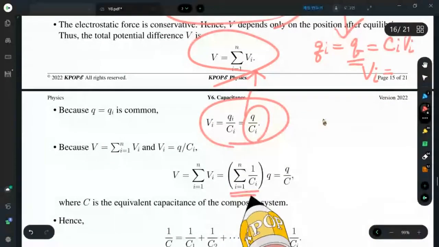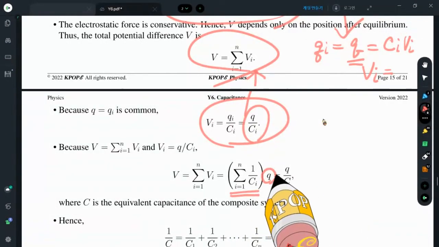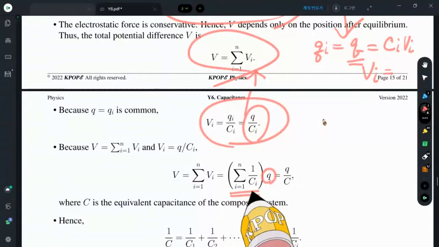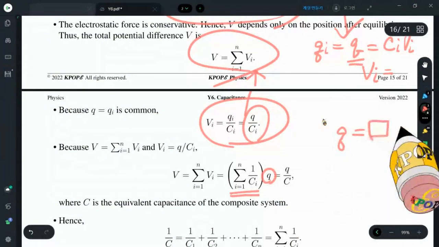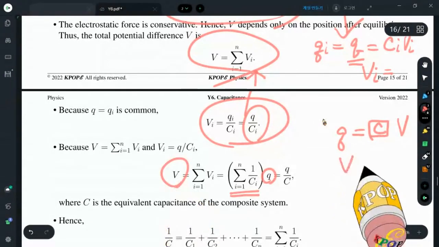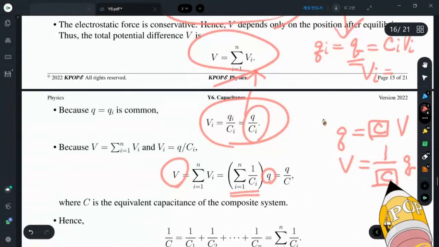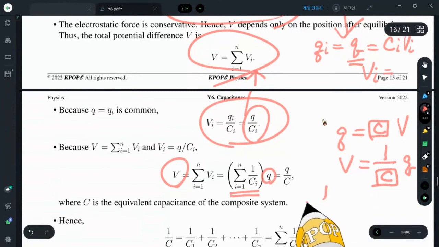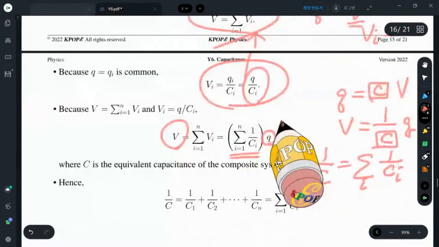Then what I obtain is, as a common factor, Q is factored out, and the summation is over 1 over capacitance. As a result, you know Q equals something times V, that is a C. Here, what I have computed is a V. V equals 1 over something times Q. This something is capacitance. So 1 over capacitance is the sum of reciprocals of the capacitors.